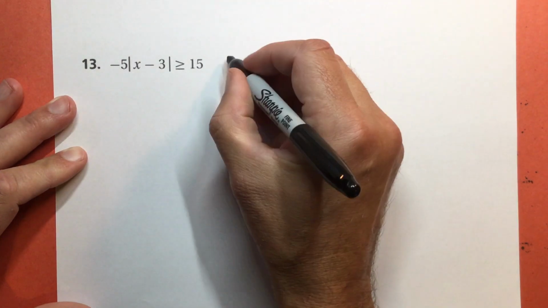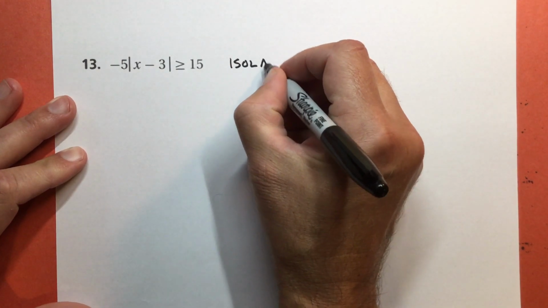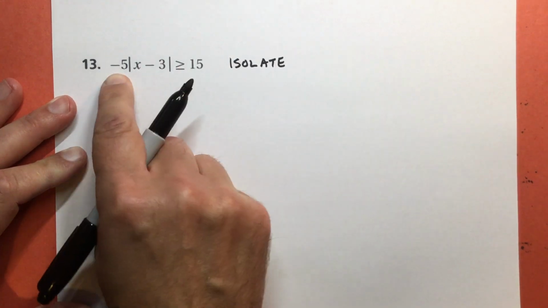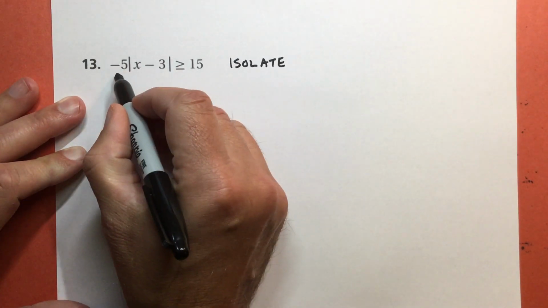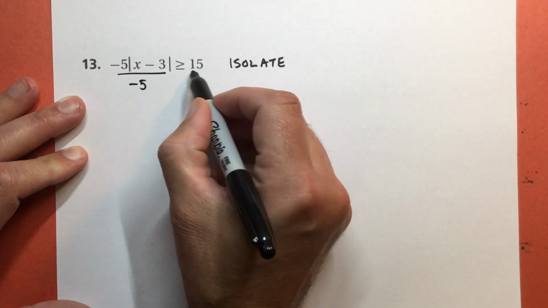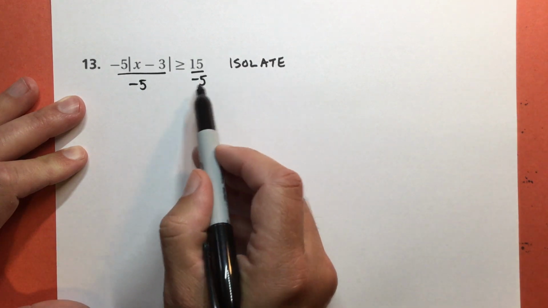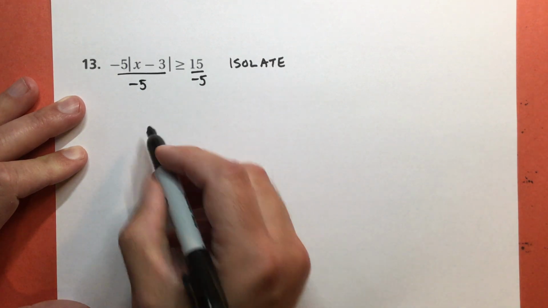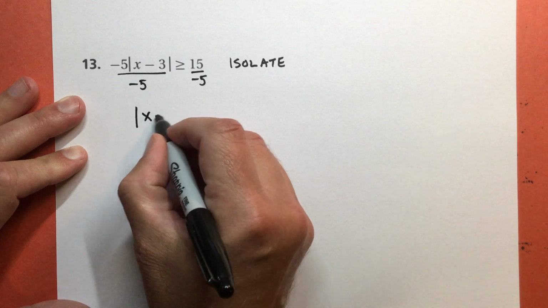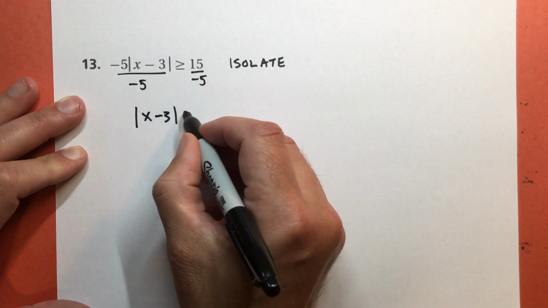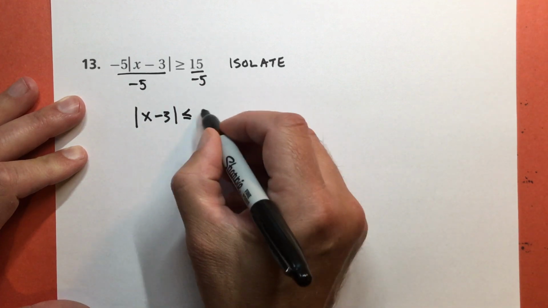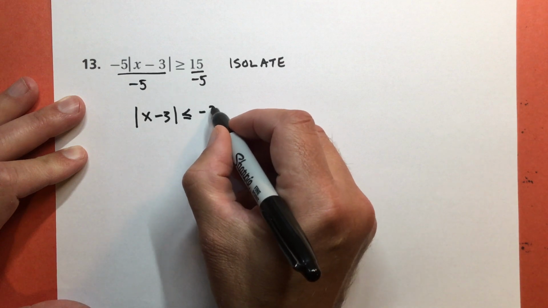So I need to isolate the absolute value by getting rid of the -5. So I'm going to divide both sides by -5. And since I'm dividing by a negative, I'm going to switch that sign. So I get the absolute value of x minus 3, switch the sign, is less than or equal to -3.